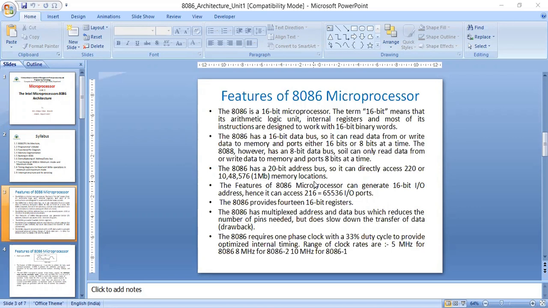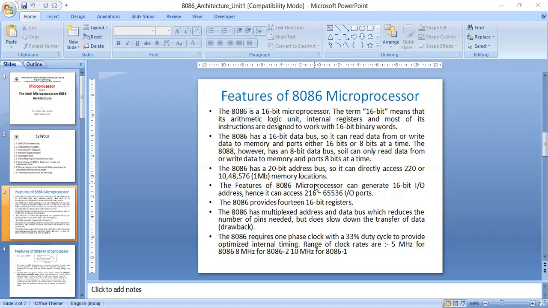The 8086 has a data bus size of 16-bit, so it can read or write data from the memory and all the available ports, with a maximum size of 16-bit. So 8-bit data processing is possible and 16-bit data processing is possible.